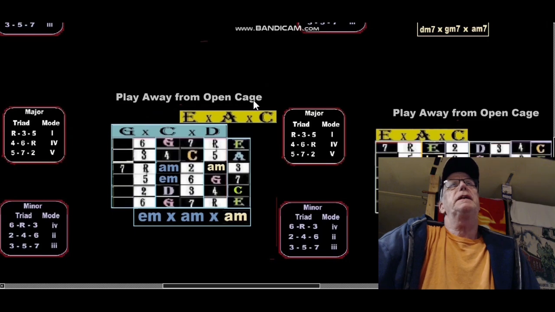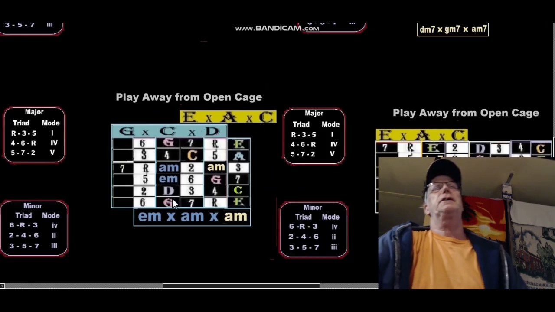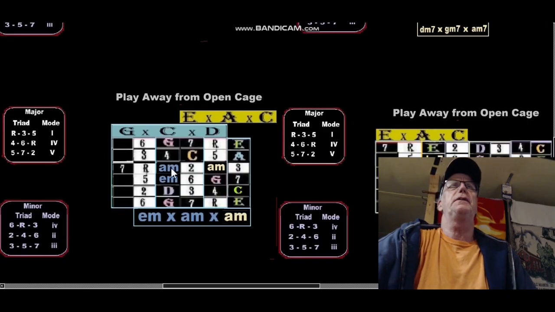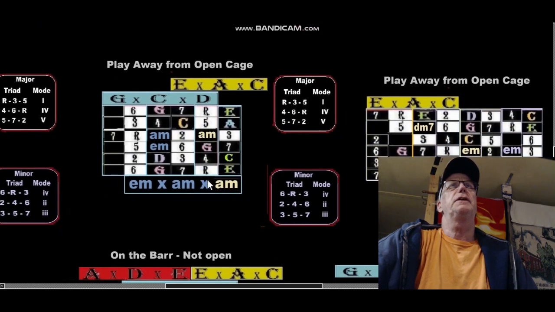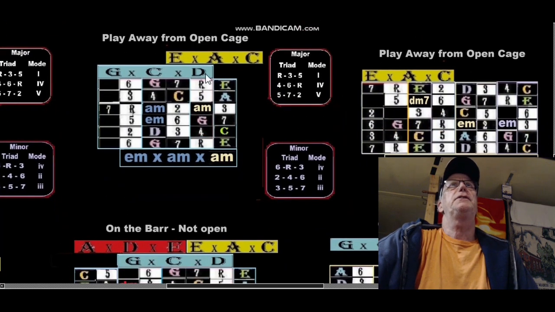Play away from the cage now. We're going to the right here, so we're going into the E cage from the D cage. And in this particular case, we're just going to bring the same shape up once in the second minor and the third minor. Now that's interesting. That makes it easy. That's why it's called play away.